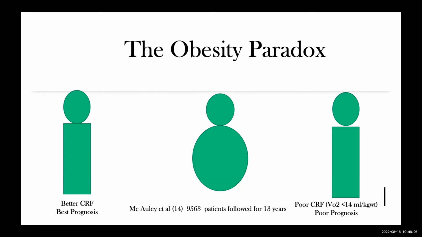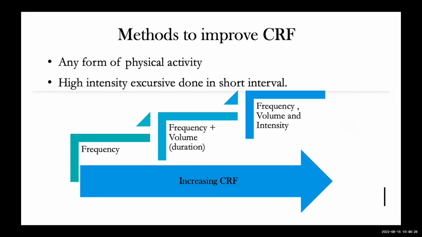Why? Because if you are focusing on decreasing weight and improving cardiorespiratory fitness, first focus on improving the cardiorespiratory fitness. As you improve the cardiorespiratory fitness, it may lead to an increase in basal metabolic rate that will ultimately lead to a loss in BMI. So focusing just on reduction of weight and not improving cardiorespiratory fitness may have disastrous consequences. So how do we improve cardiorespiratory fitness?